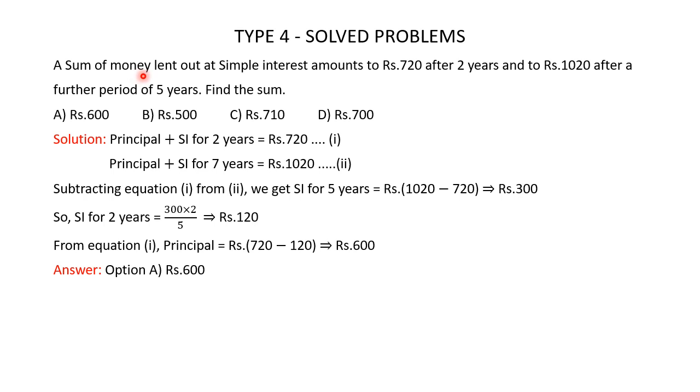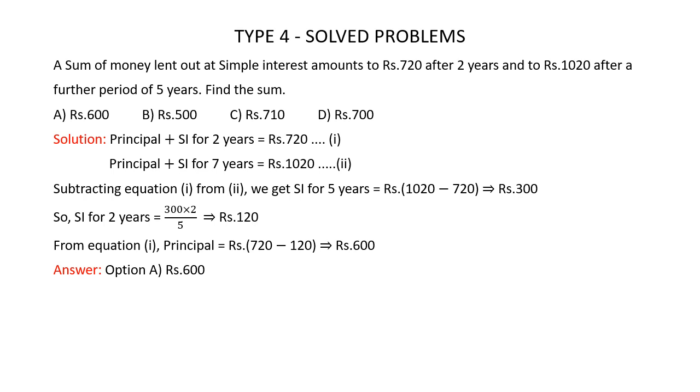So it's given that a sum of money lent out at simple interest amounts to rupees 720 after 2 years. Now we know that amount is equal to principal plus simple interest. So in the first case, principal plus simple interest for 2 years is equal to rupees 720. This is equation 1. It's also given that the sum amounts to rupees 1020 after a further period of 5 years. After a further period of 5 years means 2 plus 5, that is 7 years.